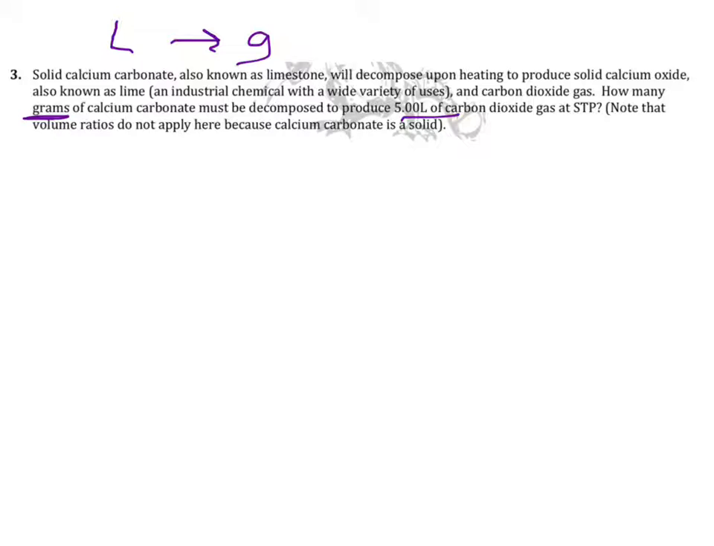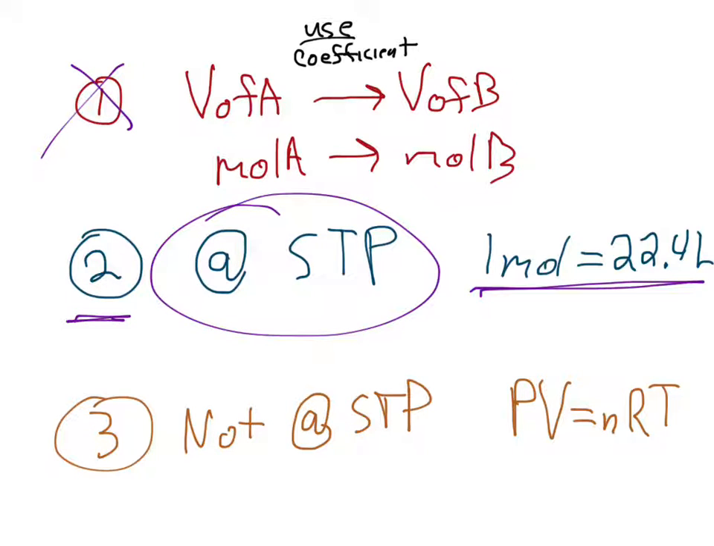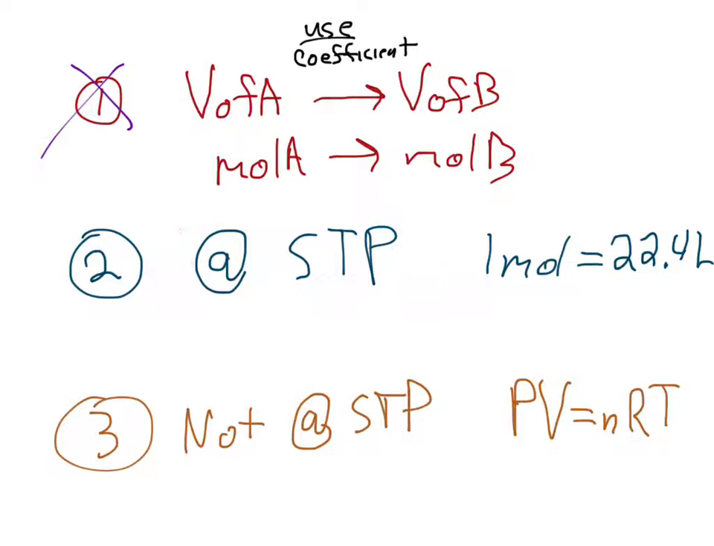So are we at situation 2 or situation 3? Well, notice this part here. Notice how it says at STP. So we are in situation 2. This type of problem is going to be at standard temperature and pressure. We will end up using 1 mole is equal to 22.4 liters at some point. And so let's go ahead and get started with mapping out this problem here.